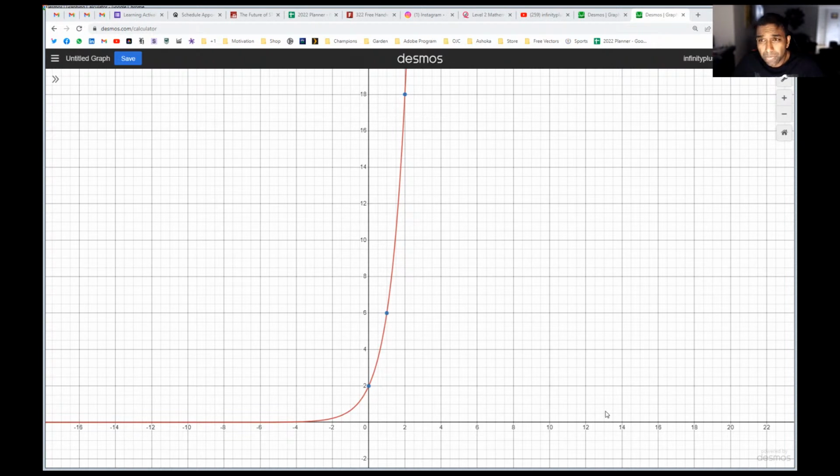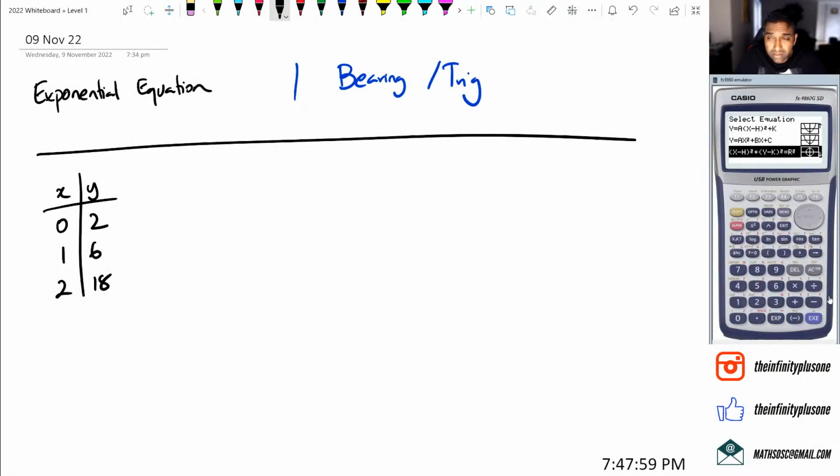All right, so without further ado, let's actually get started with this particular question. Now with exponential graphs, what you want to be doing is making sure that you get a few points. In here we've actually got 3 points that we can work with. So I'm going to write down x, and then y, and those values. So I've got 0, 2; 1, 6; and 2, 18. All I've done is taken those 3 values and made a small table for it.